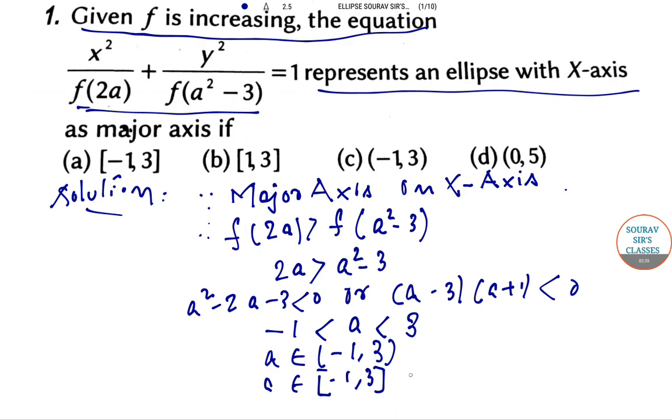This option A is your correct option. A belongs to the set of minus 1 and 3. So that's your answer, option A.